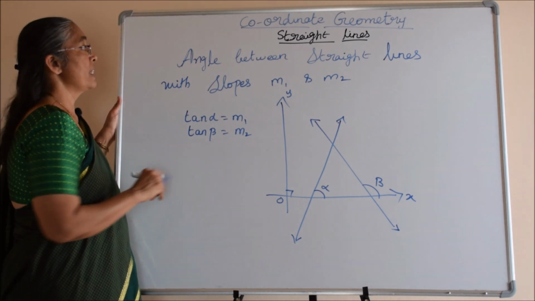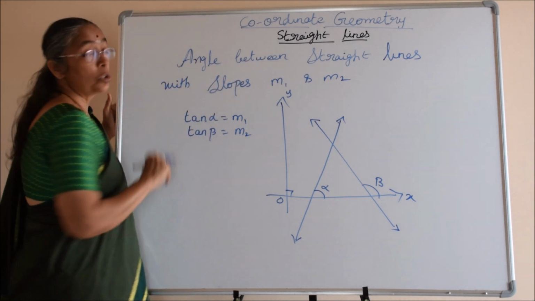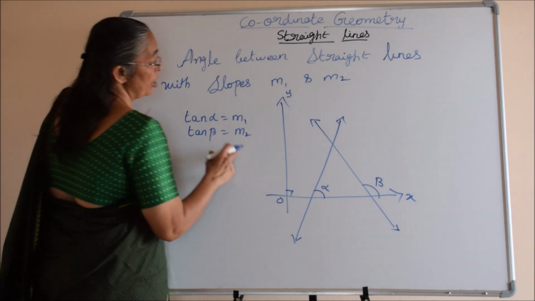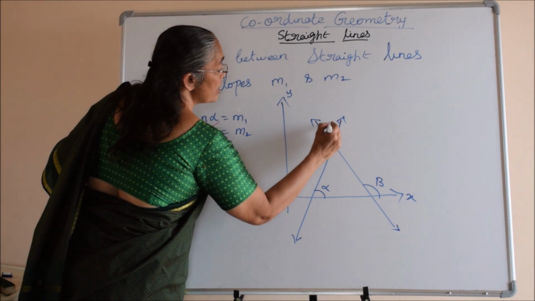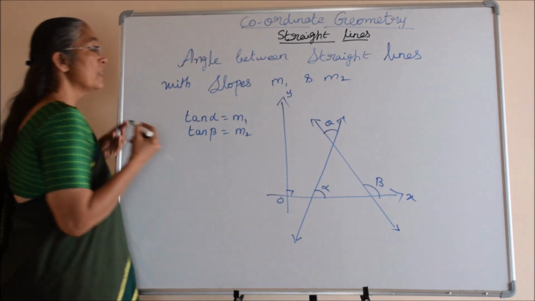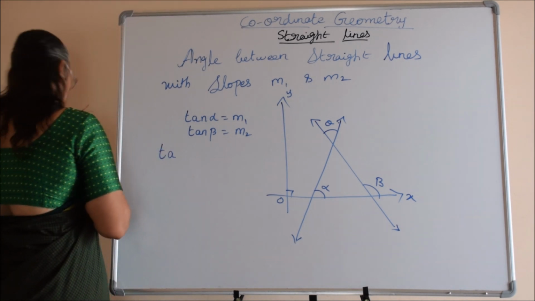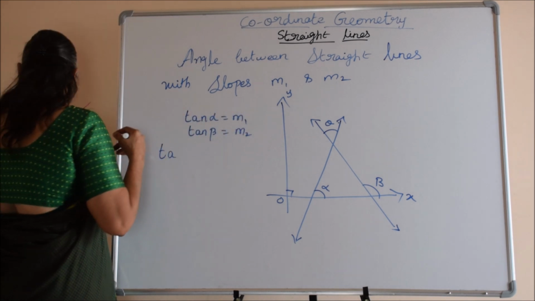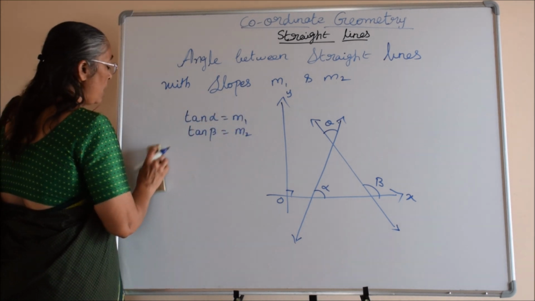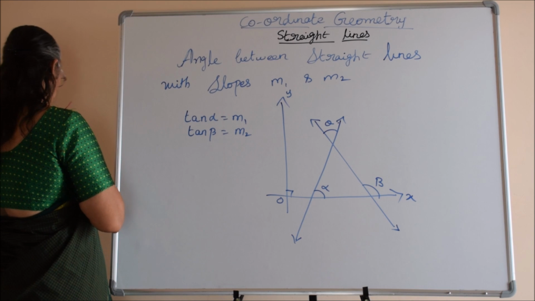So, what is our question? The angle between two straight lines with slopes m1 and m2. We need this angle theta. So, we are going to find out tan theta. Generally we will find the tan of the angle between them.